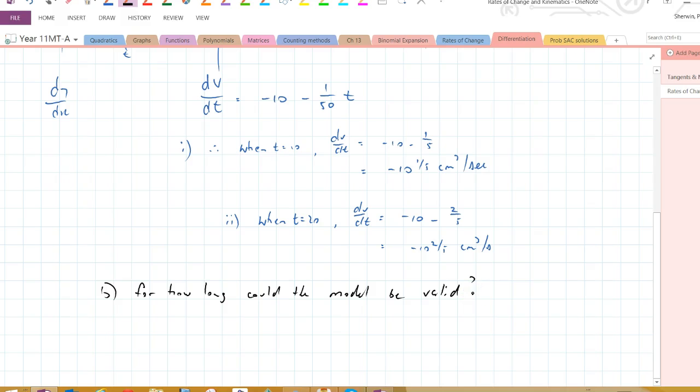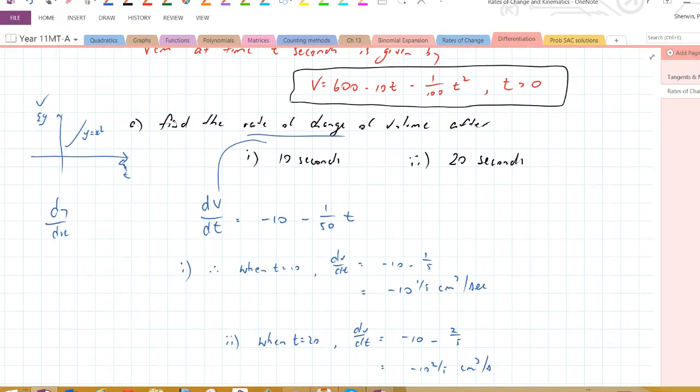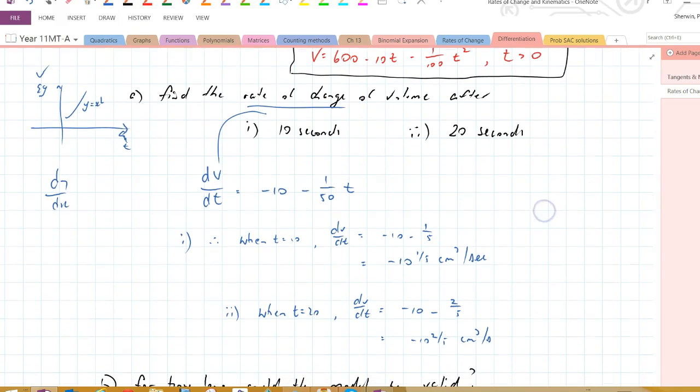So this is saying, how long is this going to be valid for? Well, as soon as the volume slips beneath 0, it's not valid anymore. So we're going to find out at what point volume goes to 0. We need to go back up to here and find out when v equals 0, so solve this quadratic equal to 0. It's probably easier to graph it, which I'll do now.